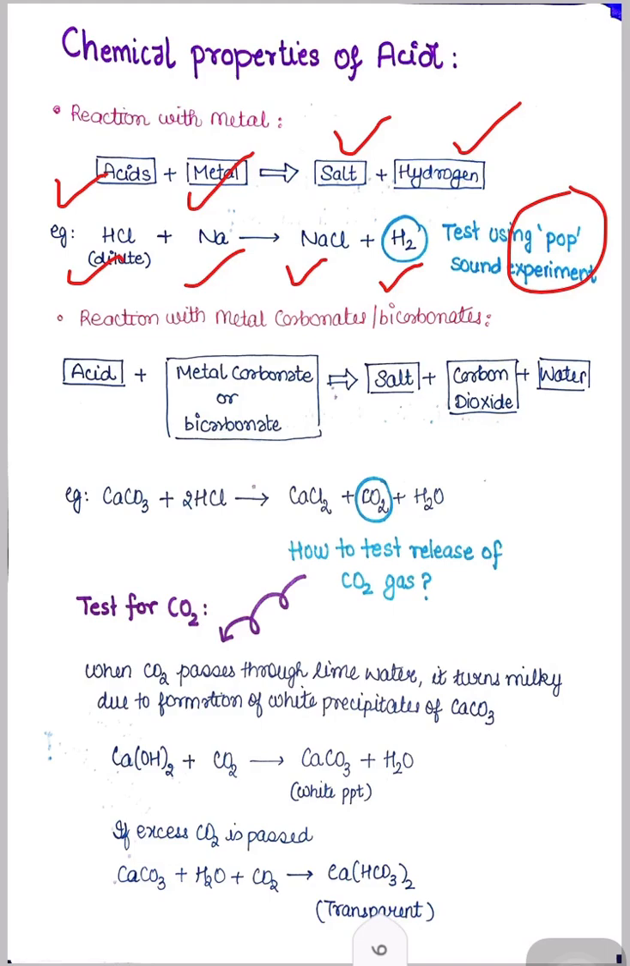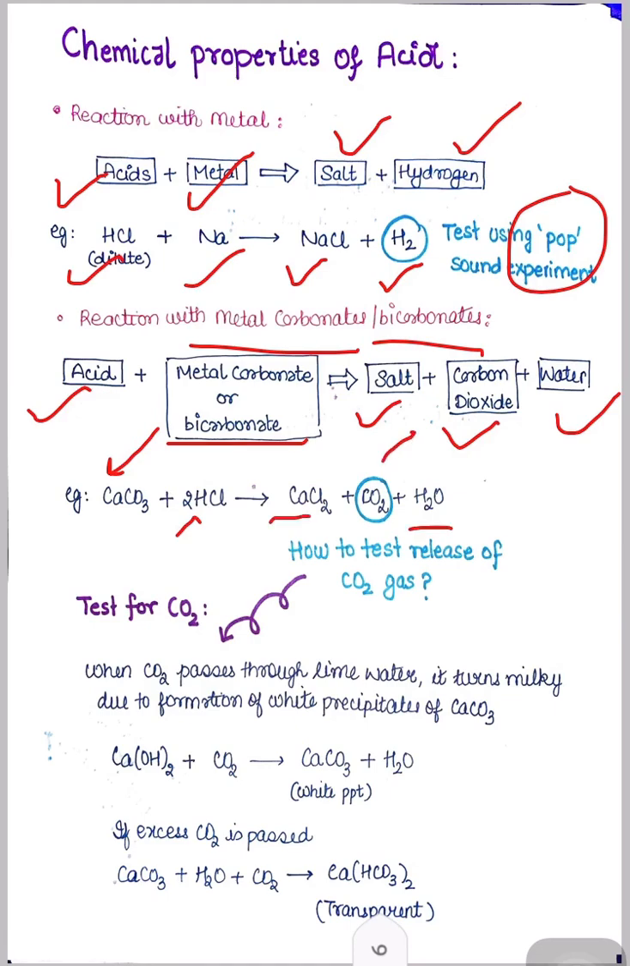Next, reaction with metal carbonates or bicarbonates, or we can also say hydrogen carbonates. Whenever any acid reacts with bicarbonates or carbonates, it gives you salt, water, and carbon dioxide. Taking an example, I am taking calcium carbonate as the metal carbonate and the acid as HCl. So what is happening? It will give you salt plus water, and carbon dioxide gas will be released.